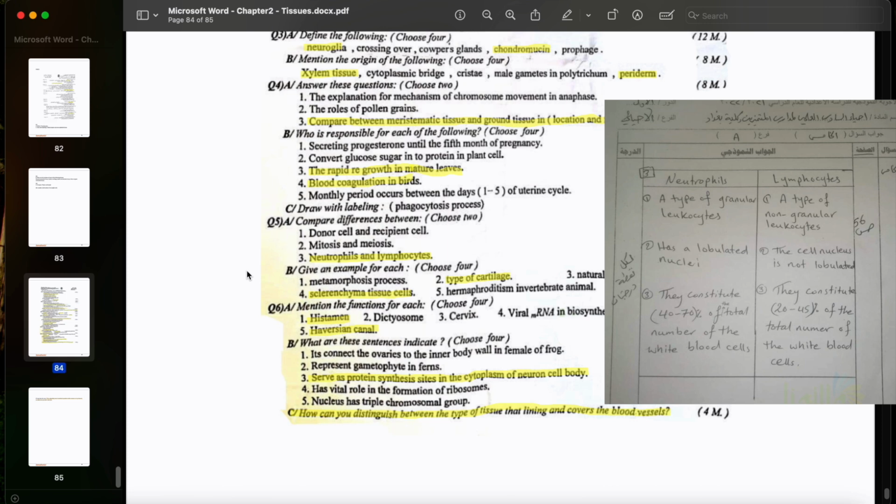And of course, the neutrophils have a lobulated nucleus, meanwhile the lymphocytes have a non-lobulated cell nucleus. And of course, the neutrophils constitute 40-70% of the total number of the white blood cells, meanwhile the lymphocytes constitute 20 to 45% of the total number of the white blood cells.